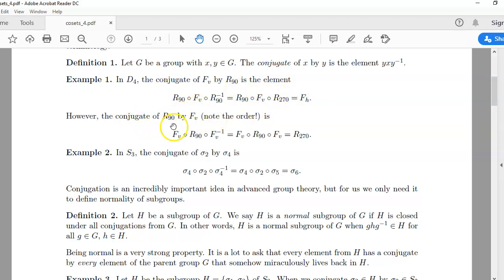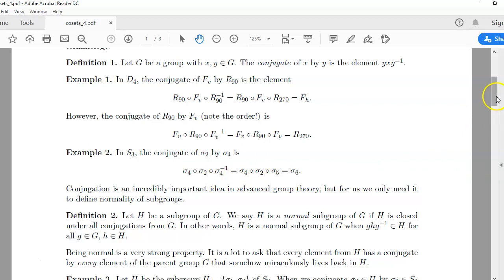Now, the conjugate of R90 by FV, so I've changed the order of my terminology here. Note that I'm now conjugating R90 by FV, not vice versa. It would be R90 in the middle, sandwiched by FV and FV inverse, right? And FV is its own inverse, so if you just do the math, you get R270. For another example, in the symmetric group S3, the conjugate of sigma 2 by sigma 4 is this element, sigma 4, sigma 2, sigma 4 inverse. And if you do the math, you get sigma 6.